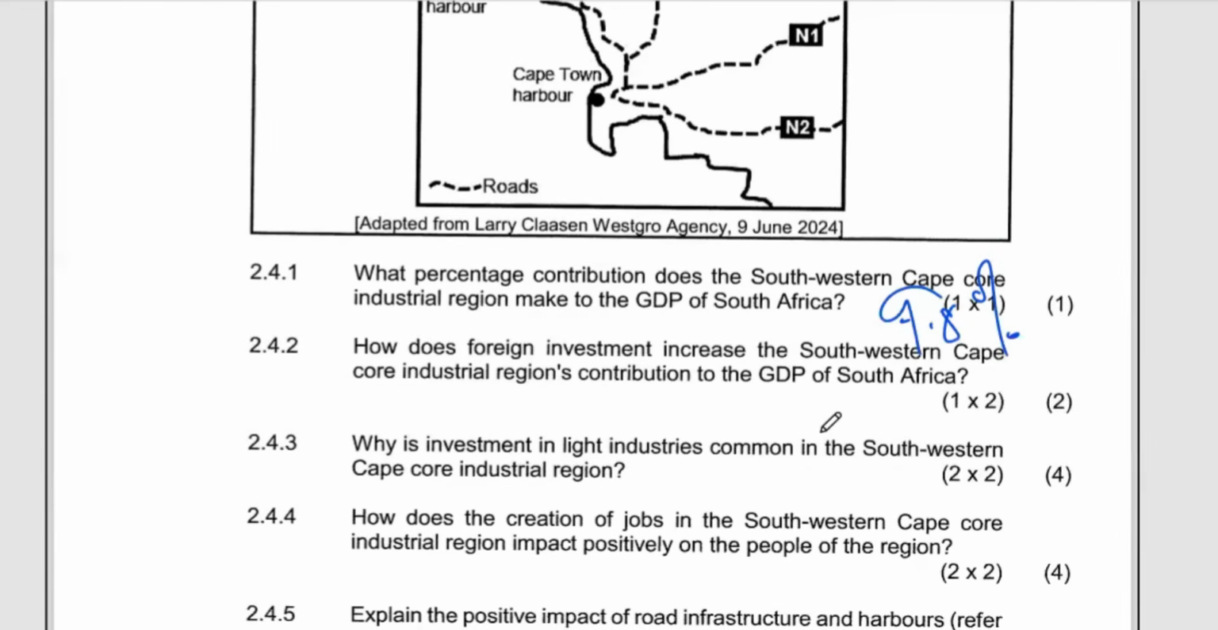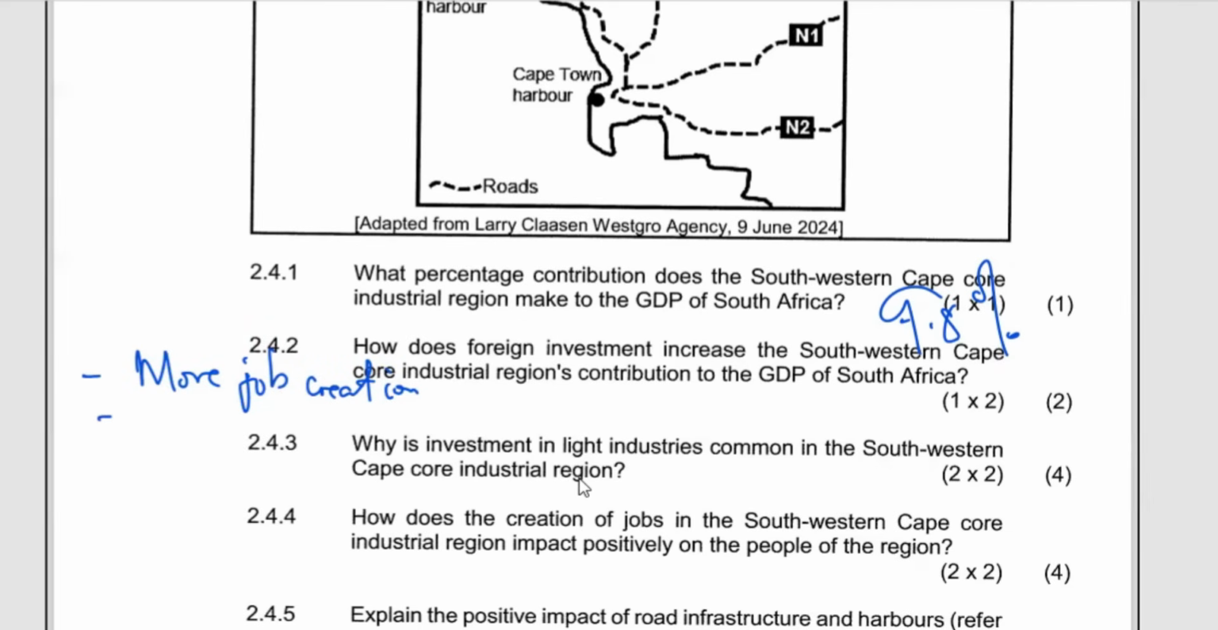How does foreign investment increase the Southwestern Cape Core Industrial Region's contribution to the GDP? We are looking at foreign investments. Foreign investments, how do they contribute towards the contribution of that region's GDP? Foreign investments, we are saying there is more job creation. And we know well that if people are having incomes, they are going to spend, and that expenditure contributes part of the domestic spending by people.